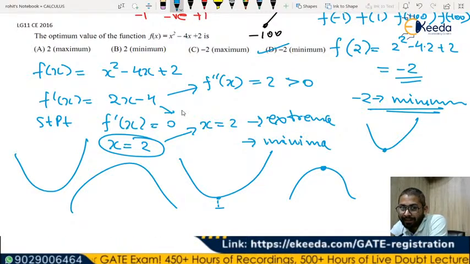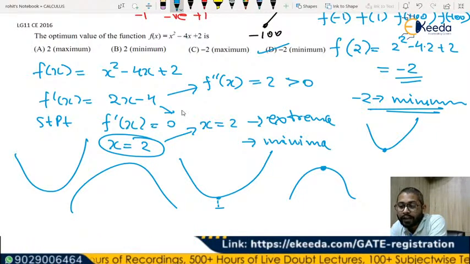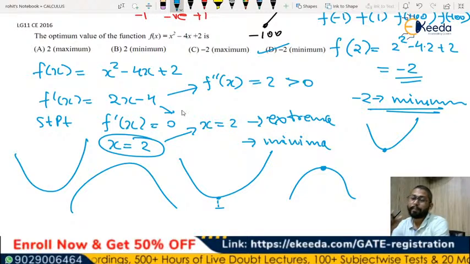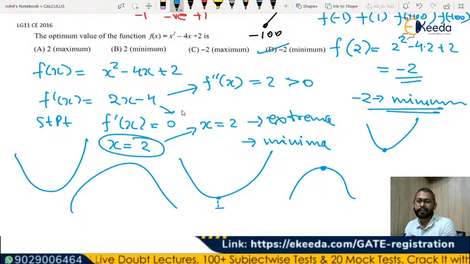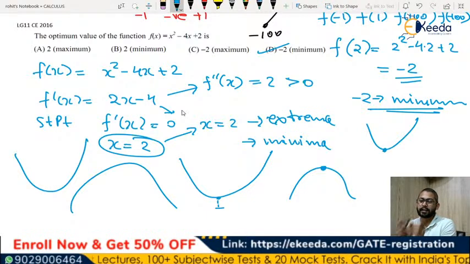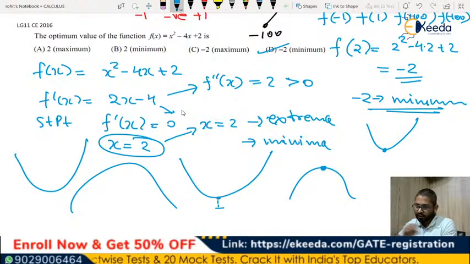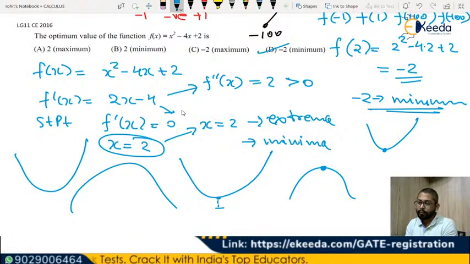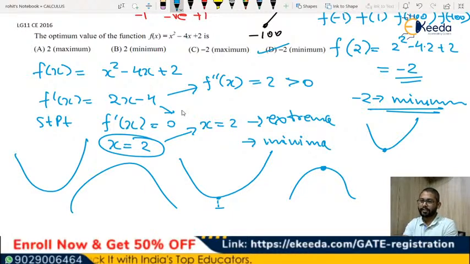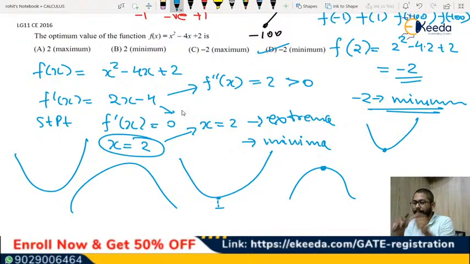2 is a minima, but they don't want the minima and maxima. They want the function value. Minima and maxima is the location. Always take care of this. Minima and maxima is the location, that is x equals 2, x equals 3. So that is the position of x. But the function value at that point is going to be the minimum value or maximum value of the function. So there's a difference between minima, maxima and minimum, maximum.